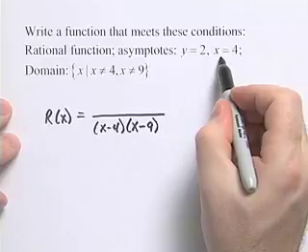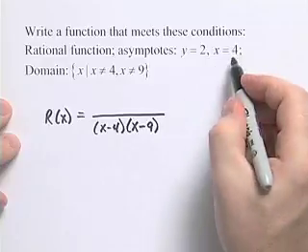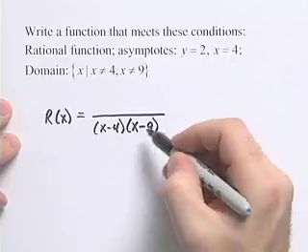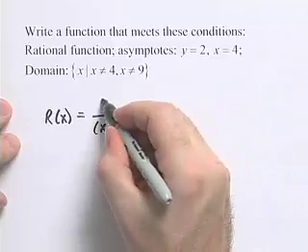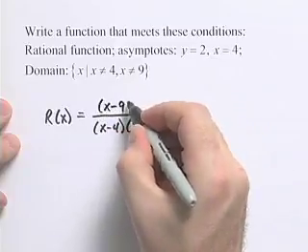We see that we only have one vertical asymptote, x equals 4. It means 9 does not yield a vertical asymptote, so we must have a factor of x minus 9 in the numerator as well.